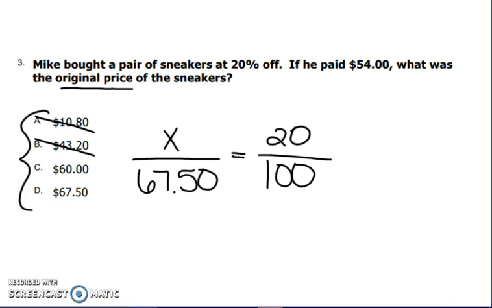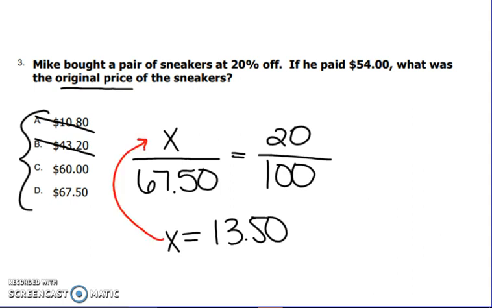All right, I've said this before and I'll continue to say this: I know you guys are super awesome at this. So I'm going to cross multiply and divide, and I'm going to get that x equals 13.50. Now, what does 13.50 mean? Well, that was the discount that Mike received on the sneakers. So we take what he paid and add the discount. I know discounts usually get subtracted, but in this case, because we're working with the opposite, we want to add that. When you add that, you're left with $67.50.